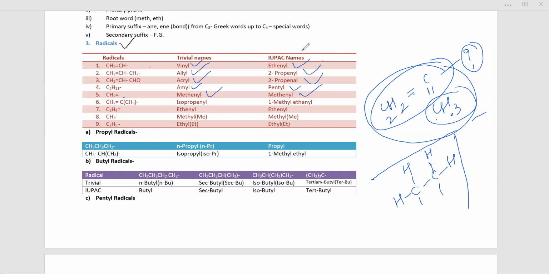So this one is a radical with two hydrogens removed. What I explained to you yesterday, you are not speaking.